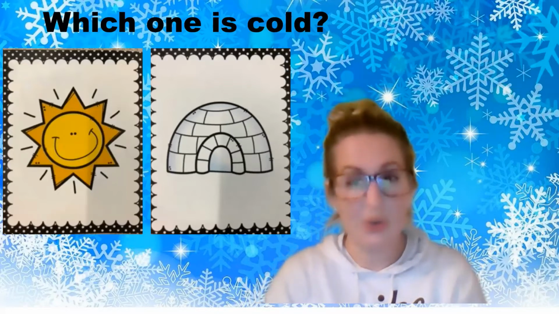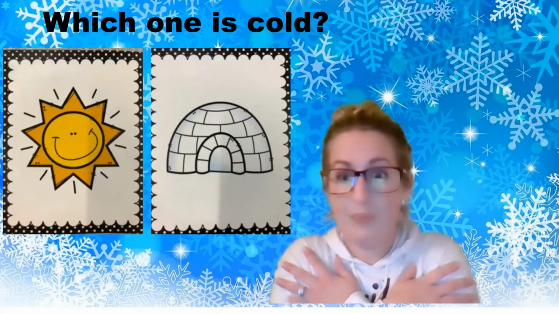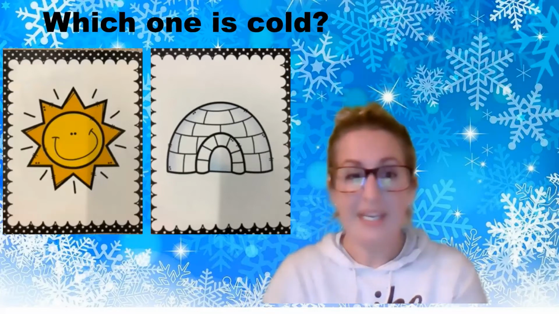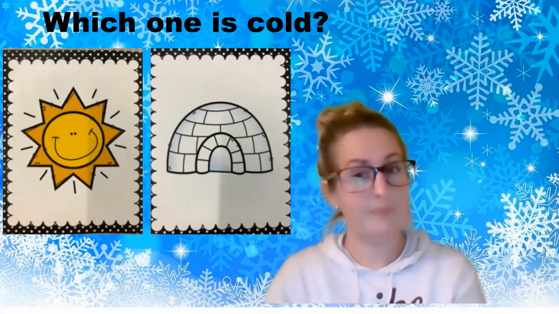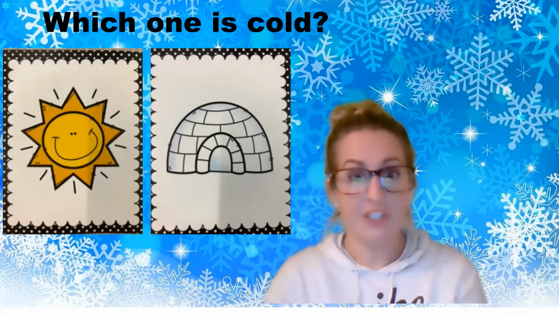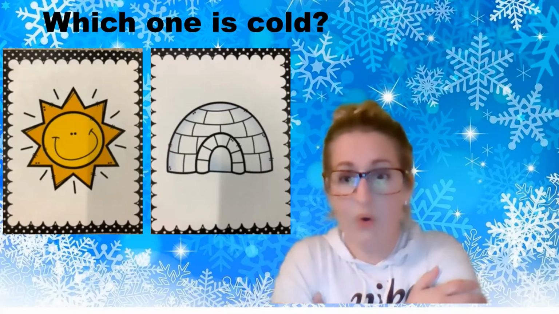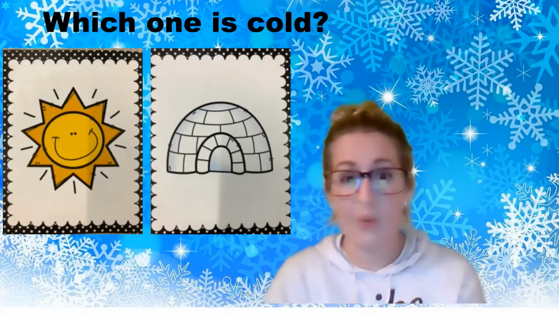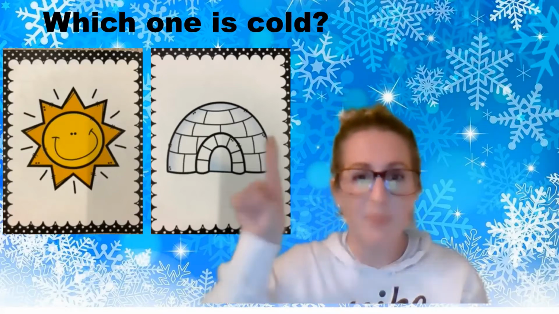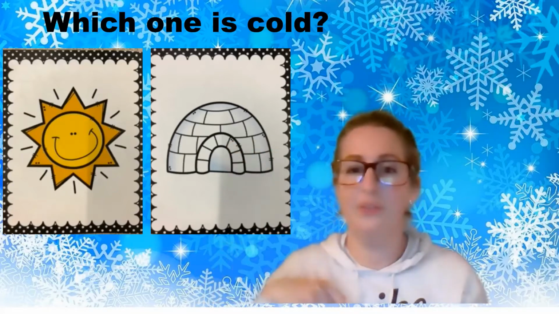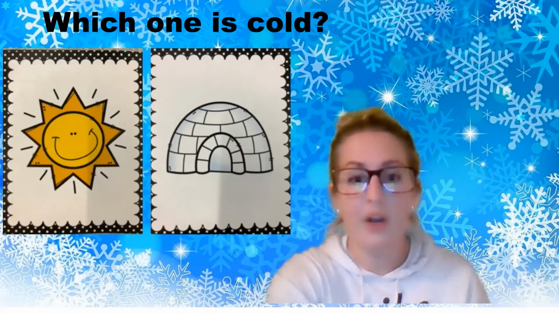So I want you to point to the one that is cold. Is the sun cold or an igloo made of snow cold? Good job. The igloo made of snow is cold. Because remember, it only snows when it's cold. And you need snow to make an igloo. So get out your pointer fingers and point to that cold igloo. Good job. So now let's take our igloo picture and move it to the word cold.